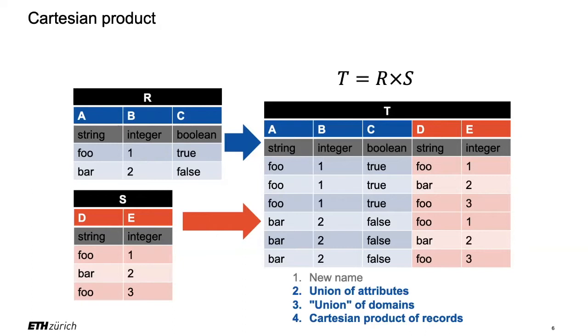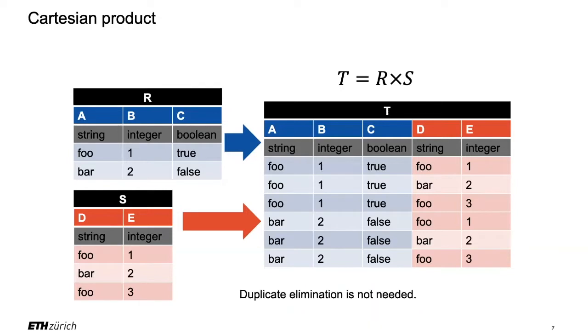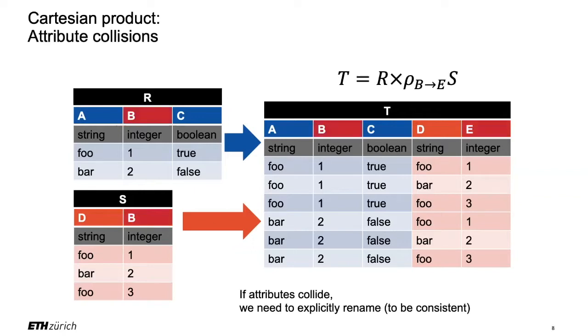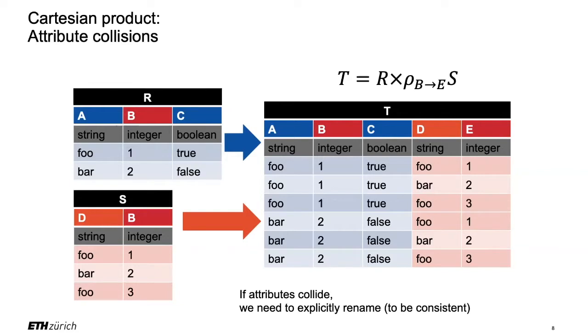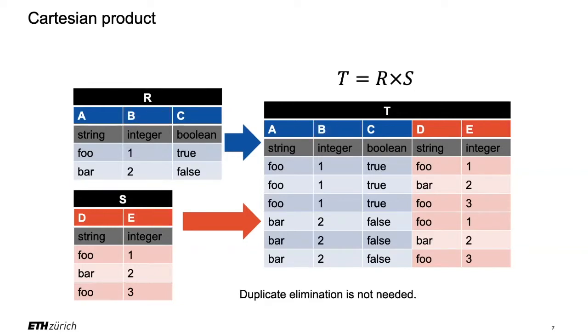There's a whole subfield of mathematics called combinatorics that takes these things to the next level, right? So all possible combinations. Okay, we don't need any duplicate elimination. You can think about it, but basically you don't have to bother about that, because if there are no duplicates in R and S, if you just take the combinations, you will also not get any duplicates in T.